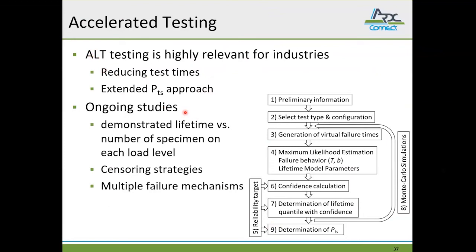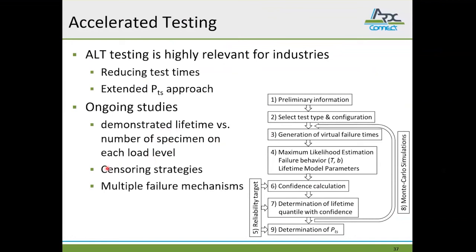And then we have other ongoing studies that we are working on. One, for example, is the demonstrated lifetime. So how does the demonstrated lifetime vary with the number of specimens on each load level? Here we have the question, how do we split our specimens on lower and higher load level to achieve the best demonstrated lifetime and to get the most efficient test strategy for our application?